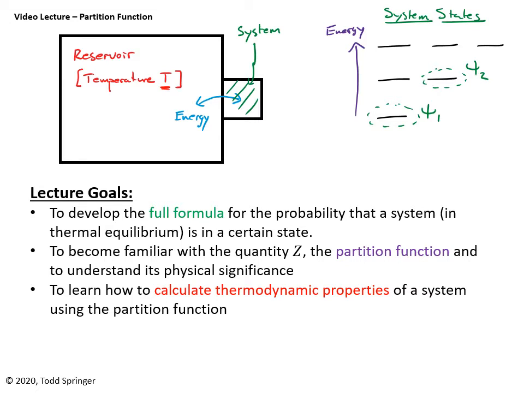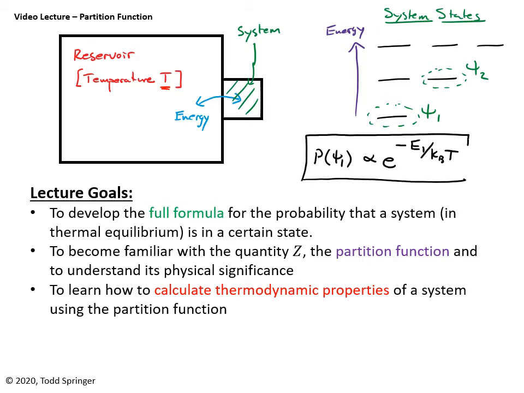And we worked out in the last set of lecture slides that this probability that the system is in state psi 1 is proportional to this factor, e to the minus the energy of state psi 1 over kB T. So this is the main result that we've had so far. We've learned about this proportionality. So this here is the probability that the system is in state psi 1. It depends on the energy of state psi 1, so this would be energy E1, this would be energy E2, E3, and so on.